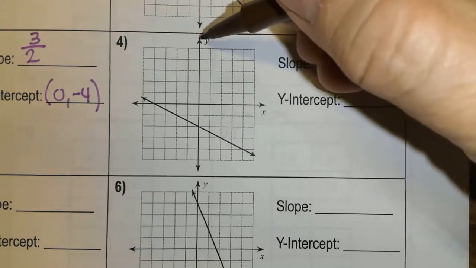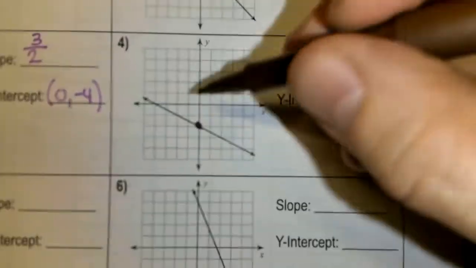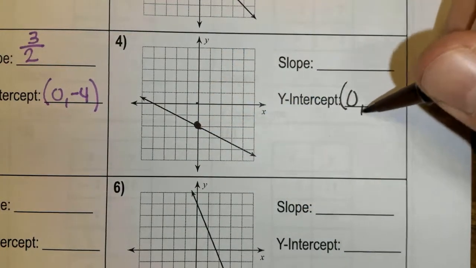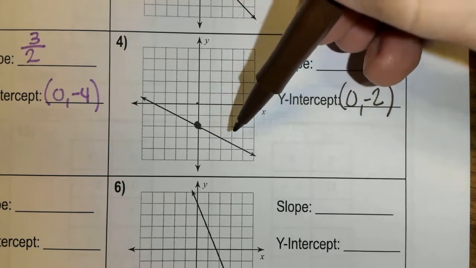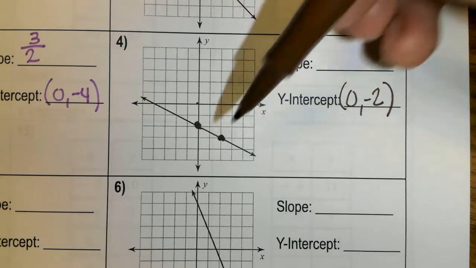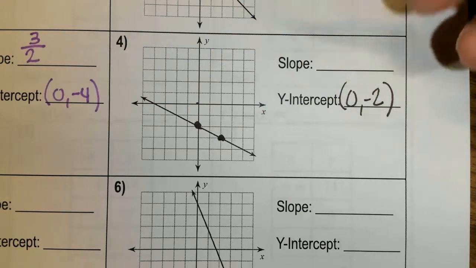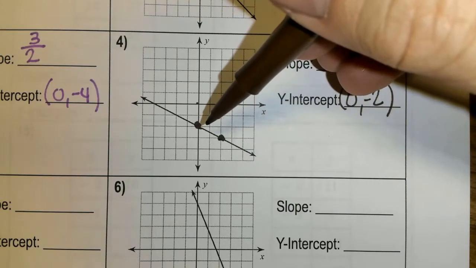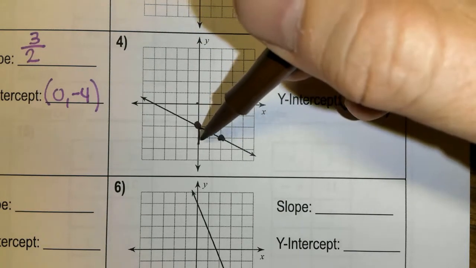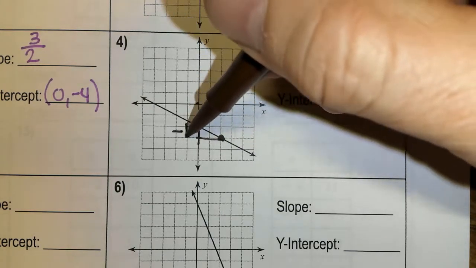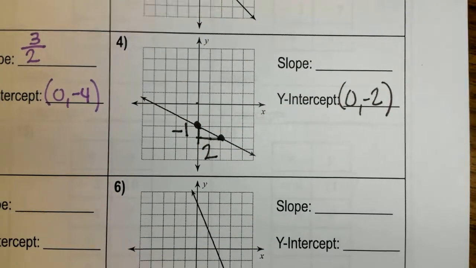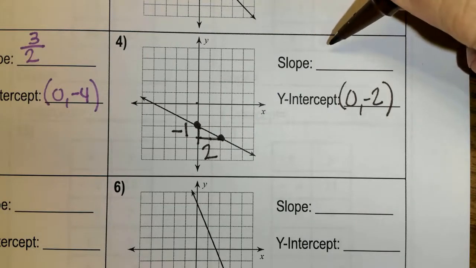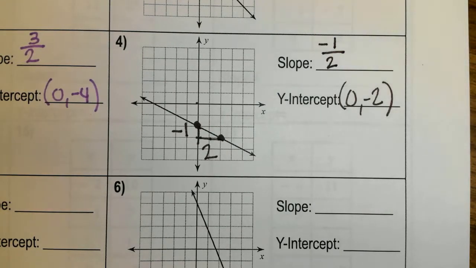Number 4, y-intercept. Look at the y-axis, it crosses right here. That's -2, so I have 0, -2. I need another point, so the next point that I can see is right here, it looks like. Always from left to right, and always up or down first. So I go down and right. I went down 1, down is negative, and I went over 2. So my slope is rise over run. Rise is -1, run is 2. I can't reduce that fraction, so that is my slope.